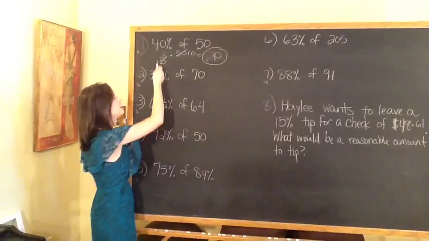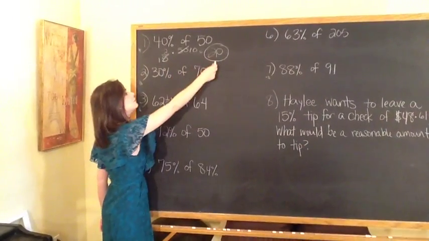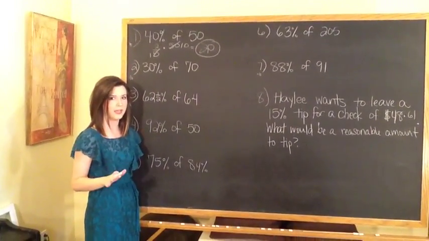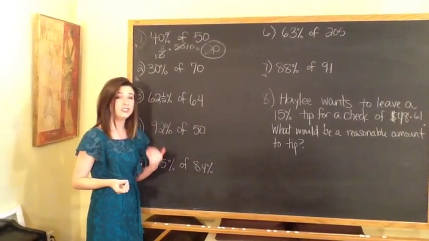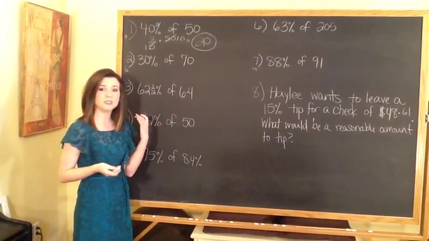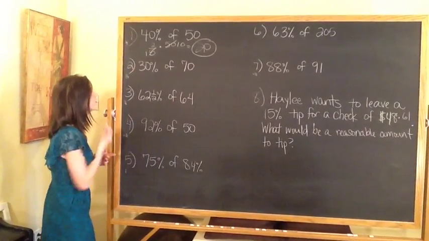And also you can kind of think that 40% is kind of close to half. So we say, well, is 20 close to half of 50? Yes. So that kind of shows us that we have a reasonable answer. So going back and checking might really help you, especially if you're a little bit confused on this lesson. It can guide you to see if you are right or if you're off track. So let's go ahead and look at number 2.